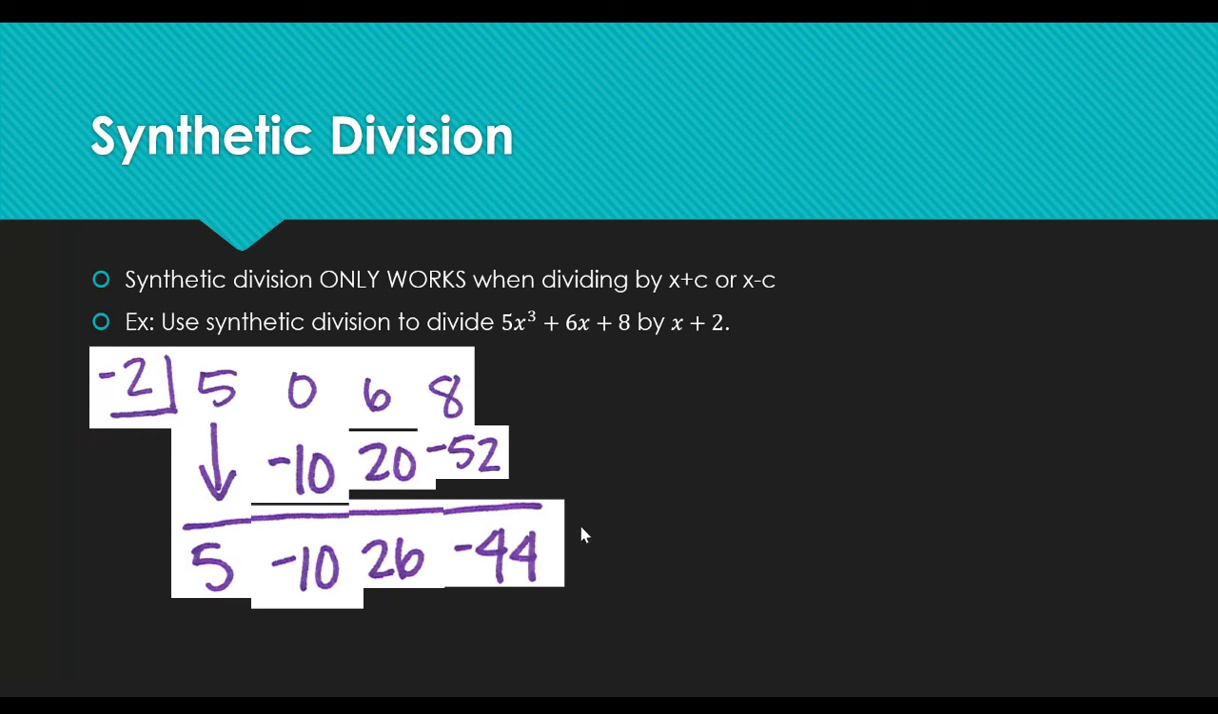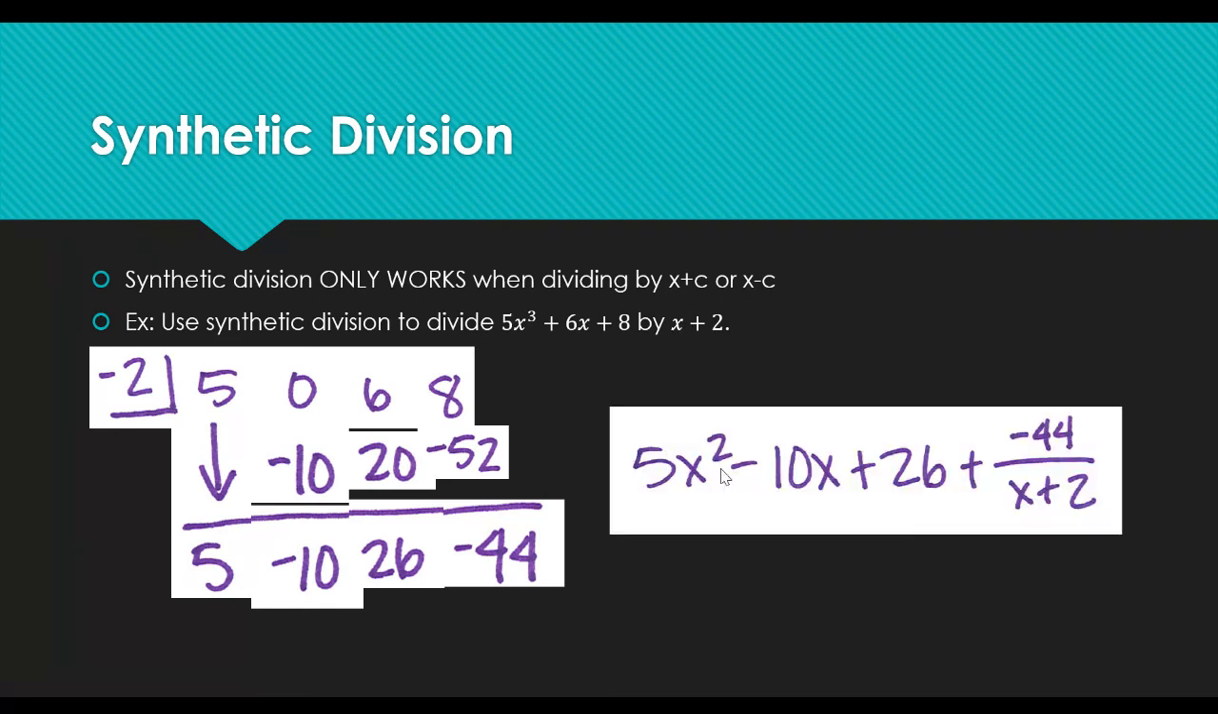That doesn't look like much of an answer, but that just means we have to write it in our x terms. So we started with 5x to the third. We subtract 1 from that exponent and plug it back in. So instead of 5x to the third, this is going to become 5x squared minus 10x plus 26. And that last number is always your remainder, which you put over what you were dividing by. So my answer is 5x squared minus 10x plus 26 plus -44 over x plus 2.